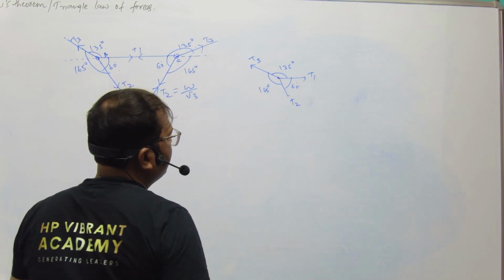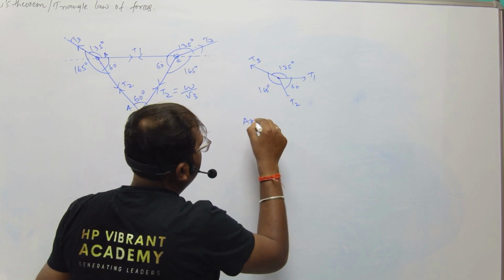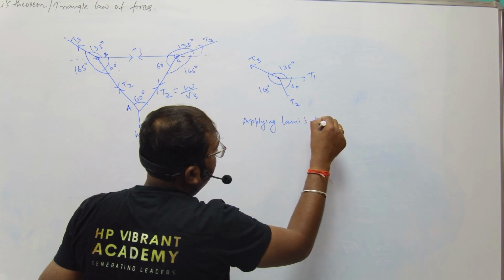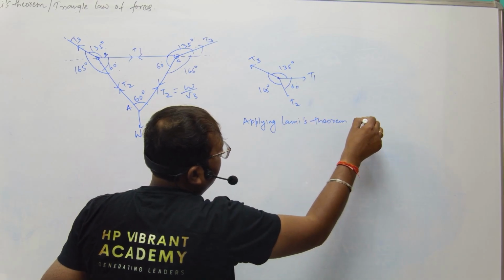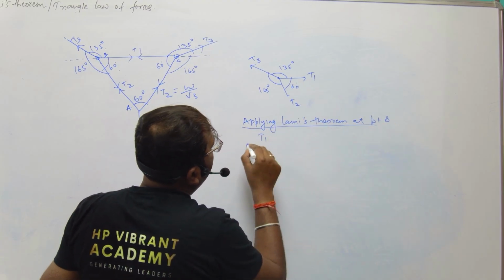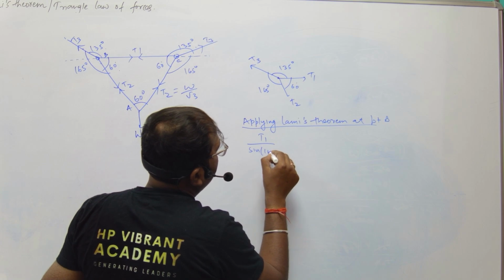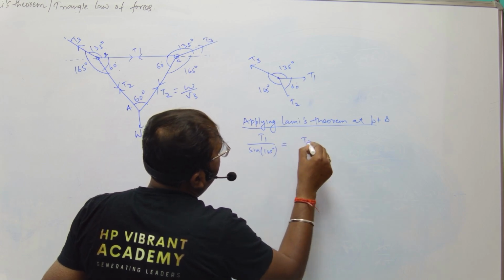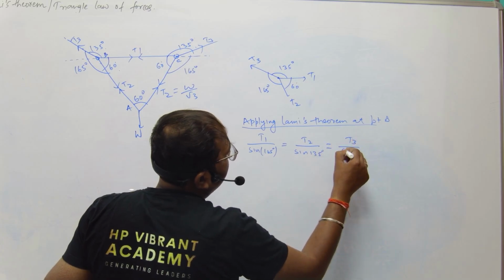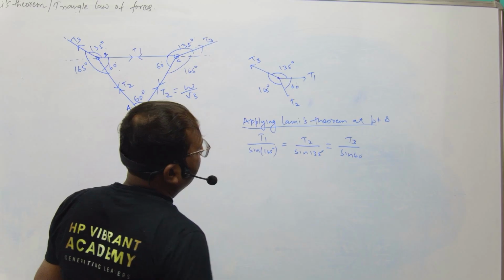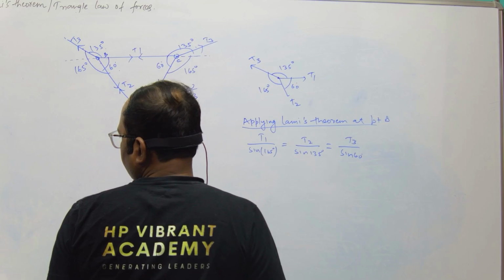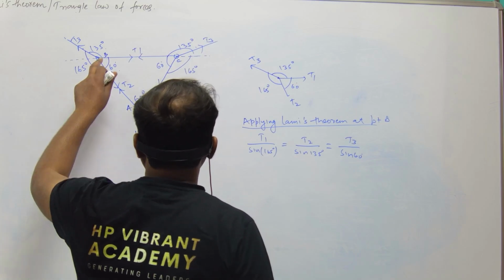Applying Lami's theorem at point B, we have T1 upon sine of 165 degree is equal to T2 upon sine of 135 degree is equal to T3 upon sine of 60 degree. We have to find the tension in the string BC, so the tension in the string BC is T1.